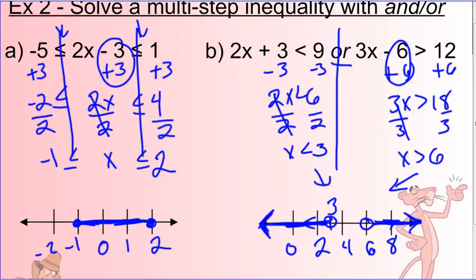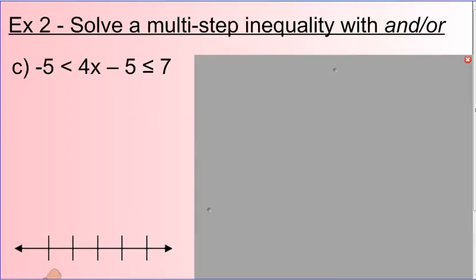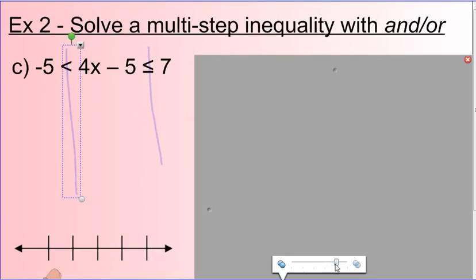We'll see one more example that we'll do together, and then I'll have a problem for you to try on your own. This is letter C. Now, letter C, if you look at it, it is a compound with the two separate inequalities in the same problem. I'll make them a little invisible for us so they're not quite so bold. There.